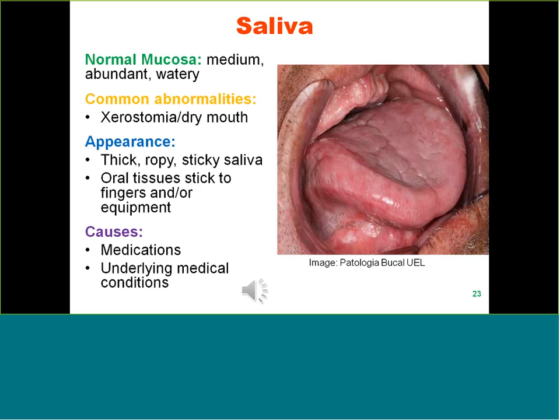In number 3, we have severe dry mouth. There is no saliva present in severe dry mouth, and the tissues and the tongue will have a dry appearance and be shiny and red from the lack of hydration.